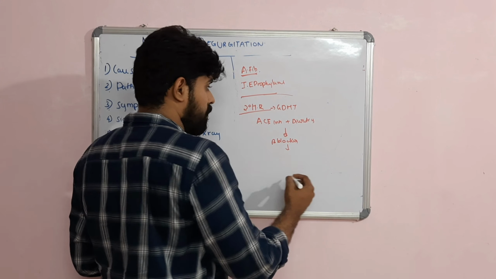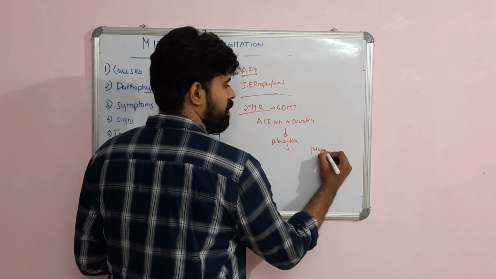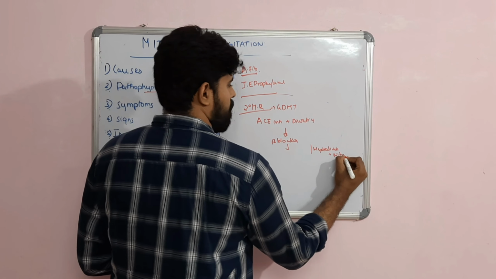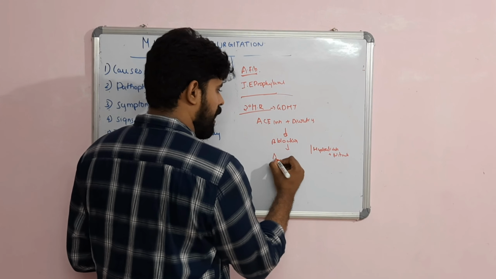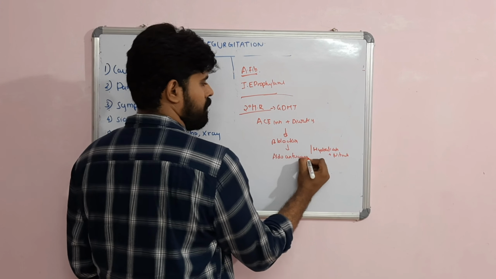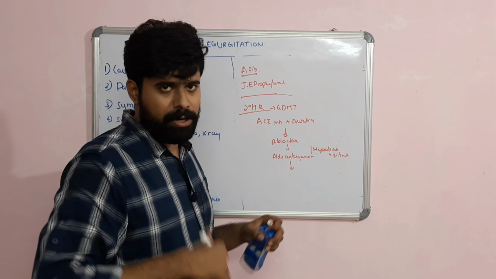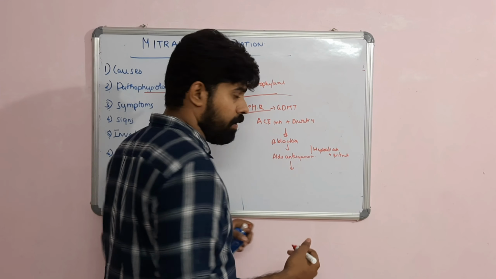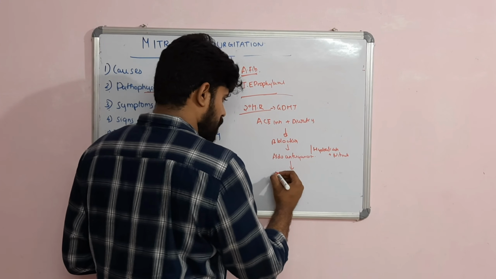If they are intolerant, you can go for hydralazine plus nitrates. If the patient still doesn't settle with these three drugs, you can go for an aldosterone antagonist. If the patient is still symptomatic, is in sinus rhythm with a heart rate of more than 100 beats per minute, you can try ivabradine.